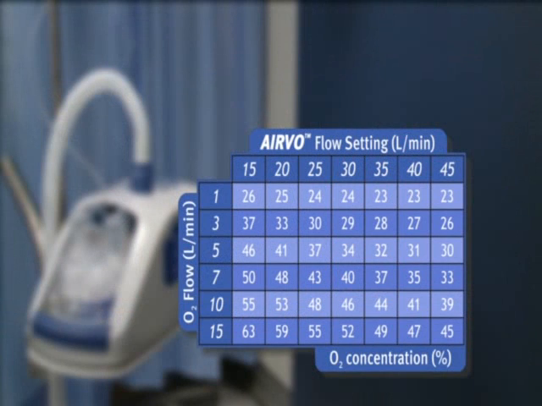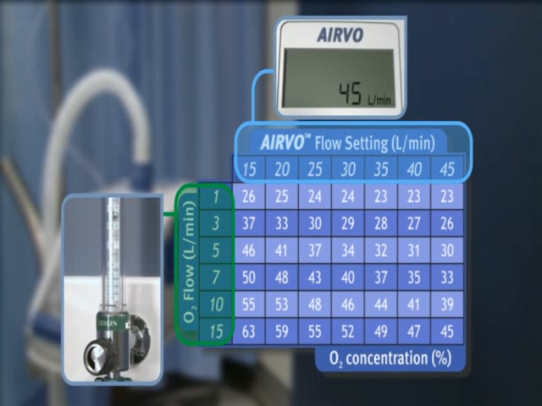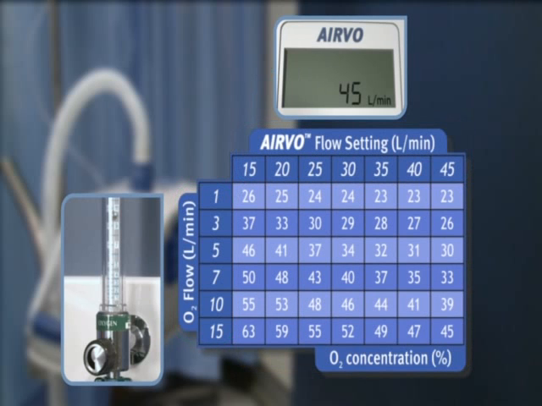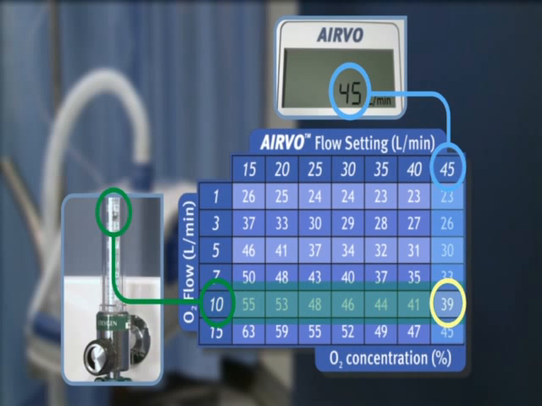This oxygen chart helps us set the oxygen flow rate. It is attached to the side of the AIRVO and can also be found in your instruction manual. The chart shows the relationship between the AIRVO flow rate, the wall oxygen flow rate, and the concentration of oxygen delivered by the AIRVO. For example, if the AIRVO flow rate is 45 litres per minute, and the oxygen flow rate is 10 litres per minute, then the concentration of oxygen delivered by the AIRVO will be 39%.